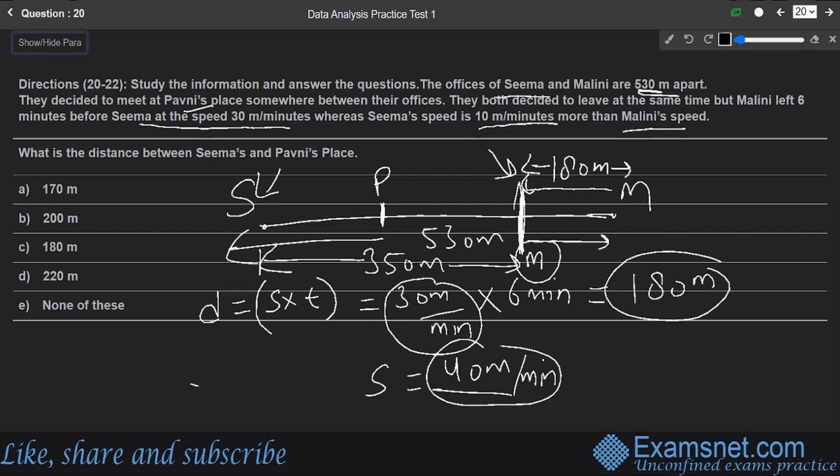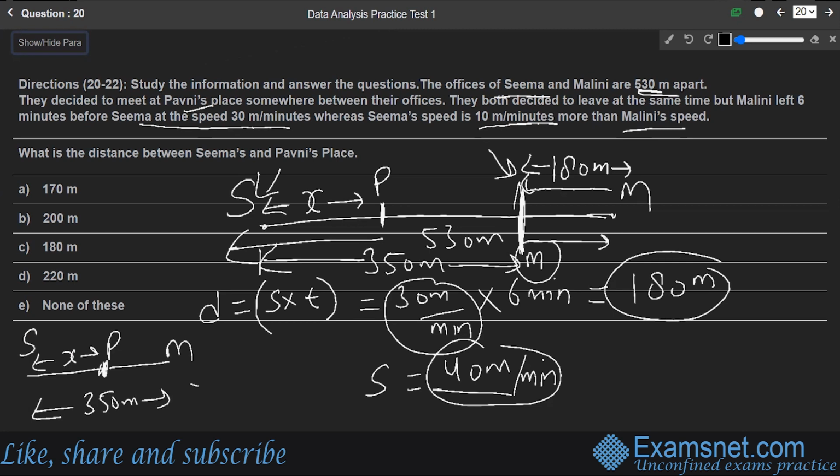Now, let us decide this thing. Let's say the distance between Seema and Pavani's place is X. So let's make a new diagram. Seema is here and Pavani is here. The distance between them is X meter. And the new place for Malini is this, where the total distance is 350 meter.